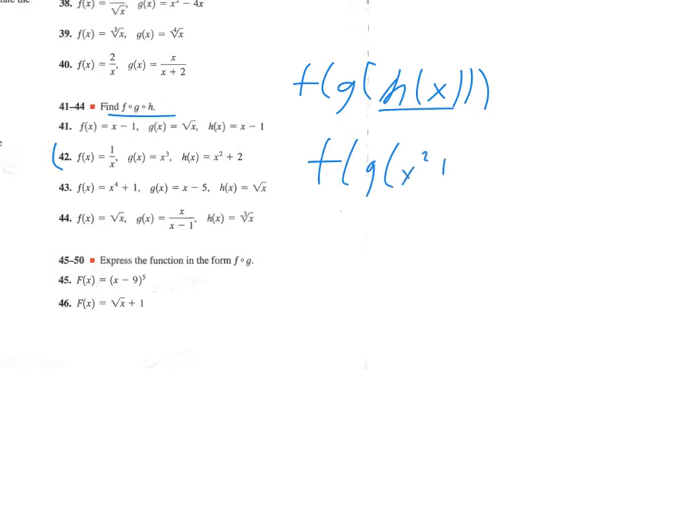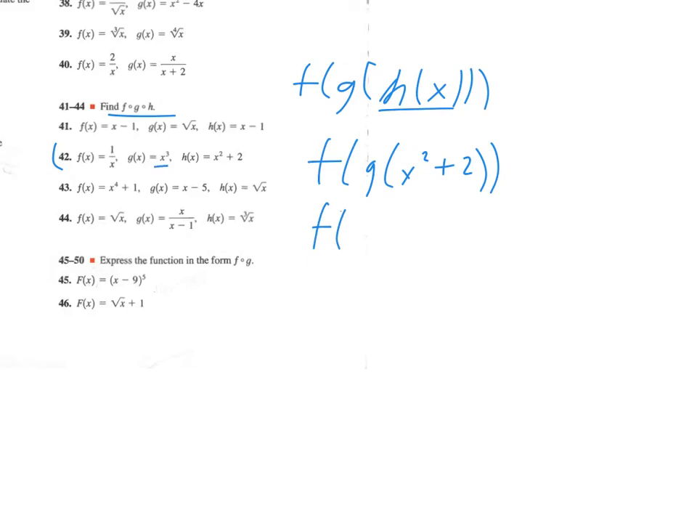All right, next up we'll do number 42. So on this one, they want us to do f of g of h. So I'm going to rewrite it like this, which is how I prefer it written. Okay, so we're going to do the inside first. So I'm going to leave f and g alone, and then I'm going to replace h with x squared plus 2.